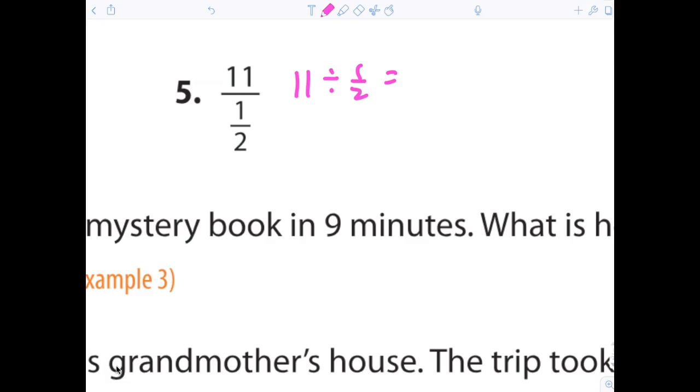What's 11 divided by 1/2? Now, what does that mean? Listen to me now. So listen. Here's what your brain should be saying. Think of 11 pizzas. If I cut 11 pizzas in half, how many pieces do I have?